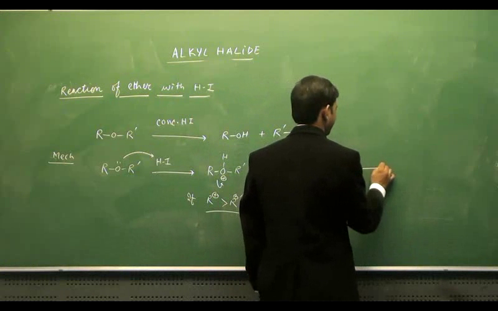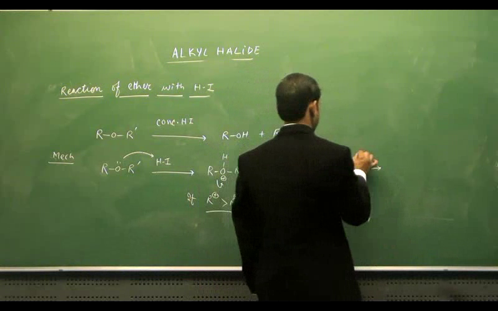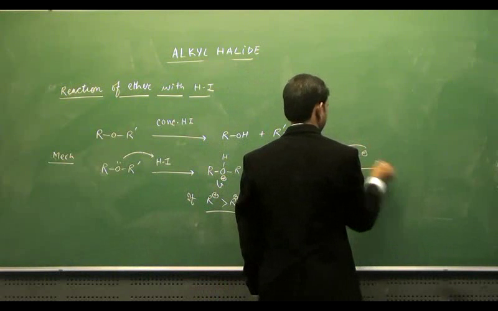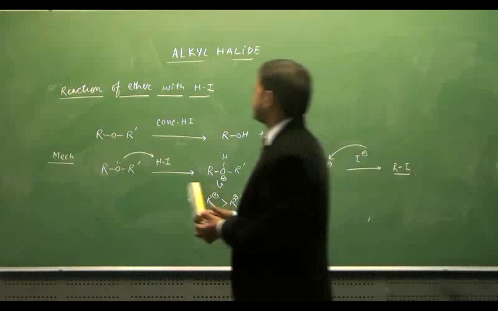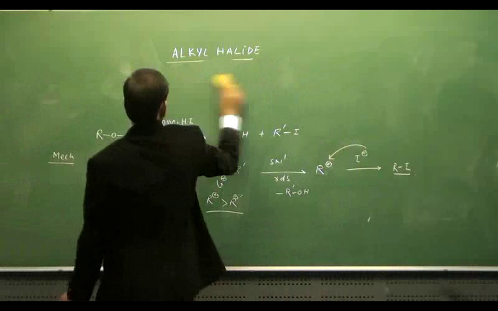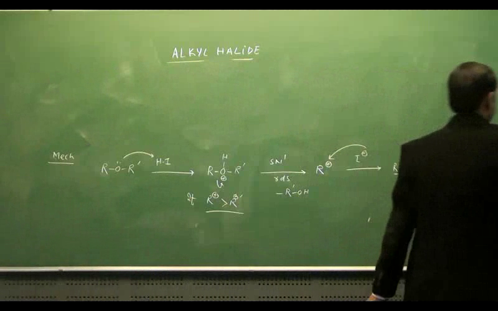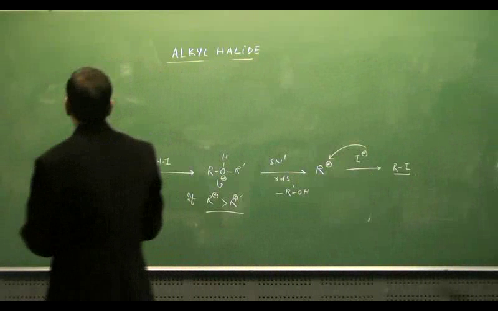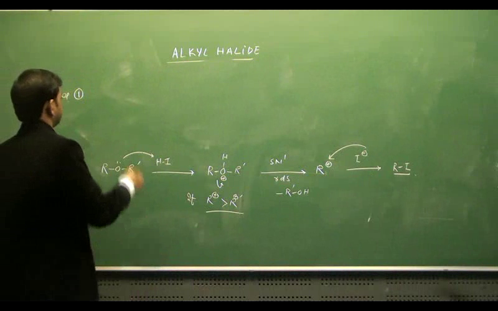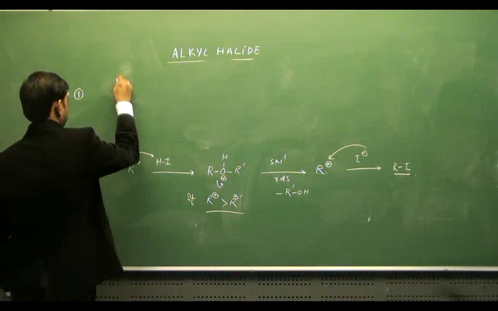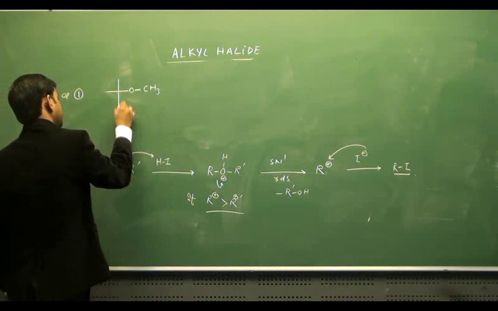Finally, if there is any possibility for rearrangement in the carbocation, then first it undergoes rearrangement. Next, I negative attacks, front or back, and gives RI. See the example. Suppose this compound is given. One side it is a 3 degree alkyl, another side it is CH3.